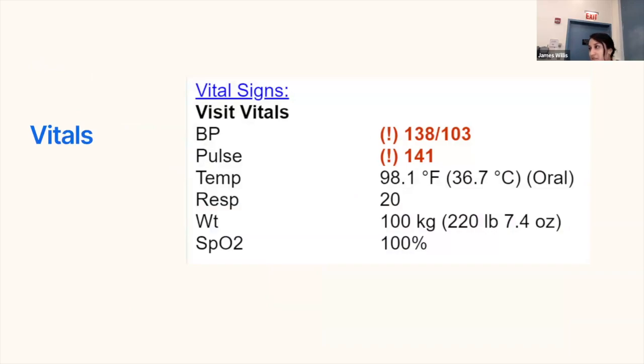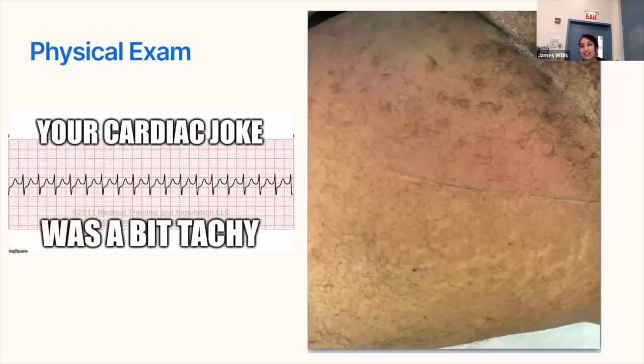So these were his vitals. So he was pretty tachy. Obviously, he was a little hypertensive, but he was afebrile and he was saturating 100% on room air. And so this was actually the actual picture that's in the chart of what we saw in his leg.